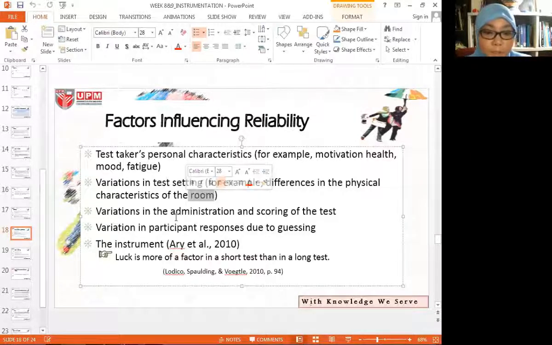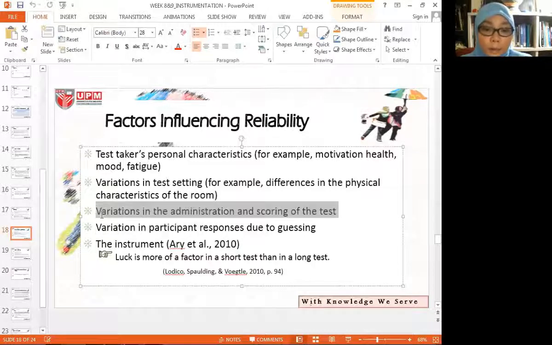Okay, and then variation in the administration and scoring of the test. Administration ni, when you choose how to do your data collection, either it is face to face, online, apa lagi, email, mail, post, all these things you need to consider. Yang mana, which way you need to select the administration procedure yang paling sesuai according to your respondent.